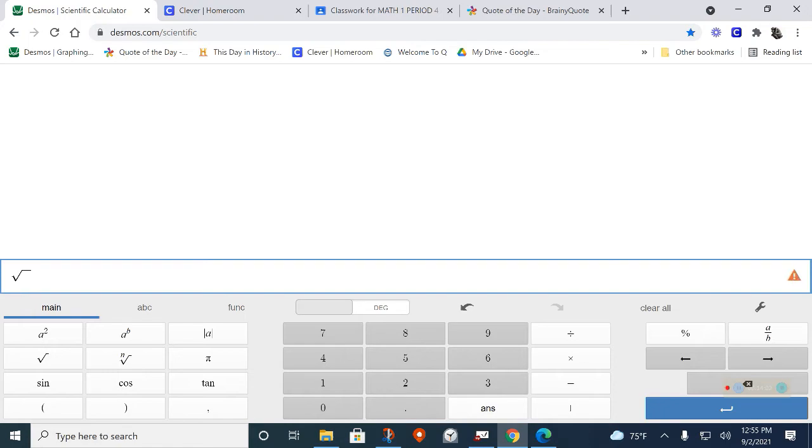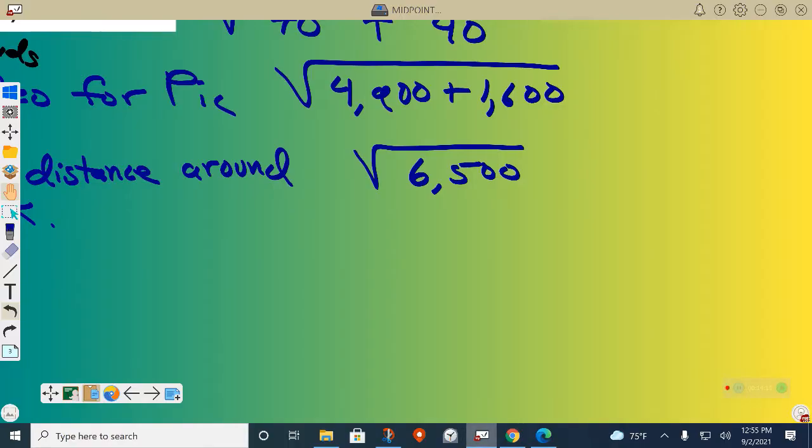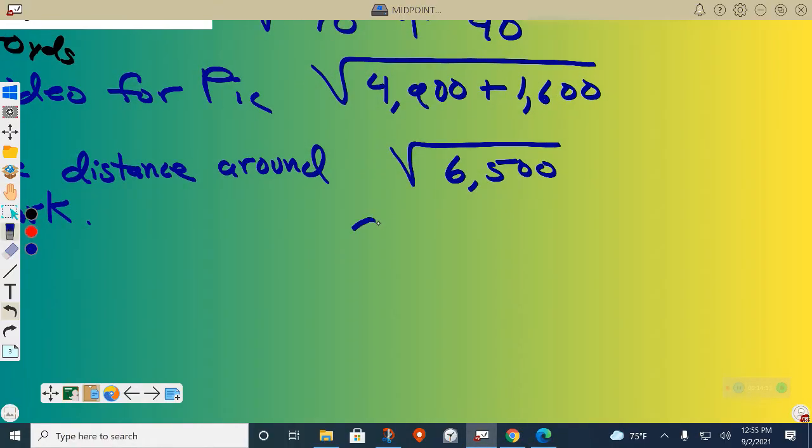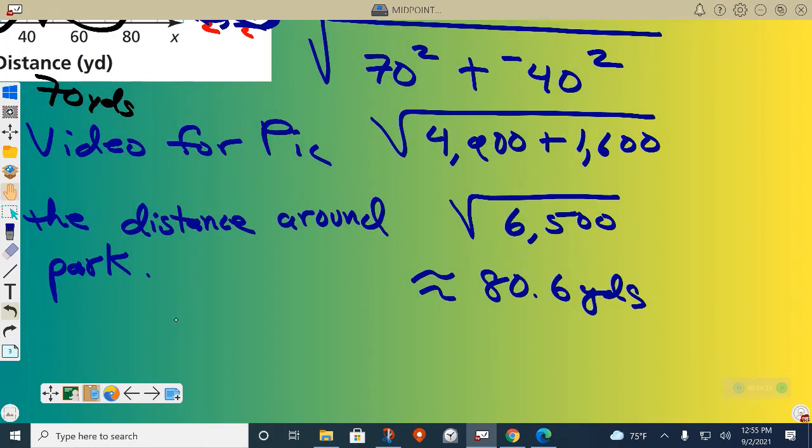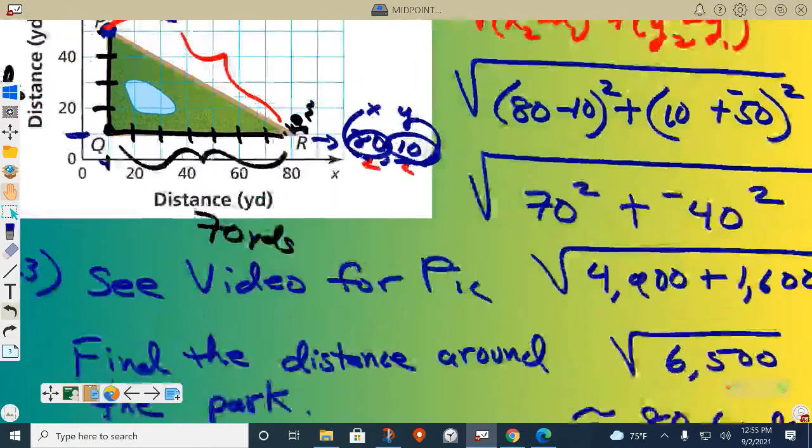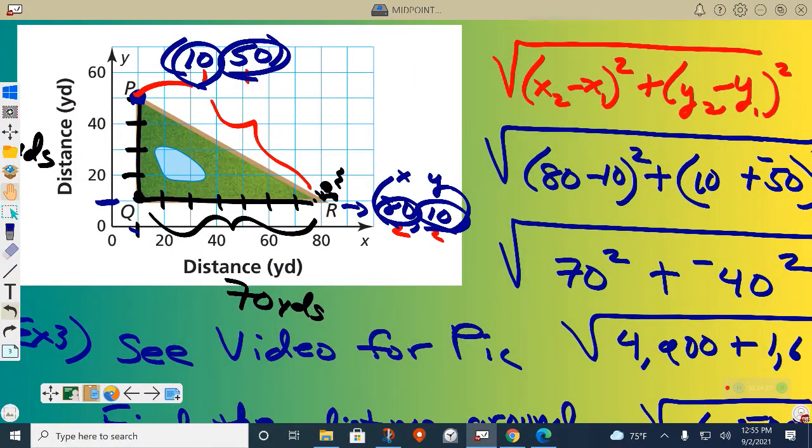Square root 6,500 to the nearest tenth. Look at that. 80.6. 80.6 yards. Approximately 80.6 yards. So that's this last part right here. From point P to point Q, where I was standing with the coffee, is 80.6 yards.